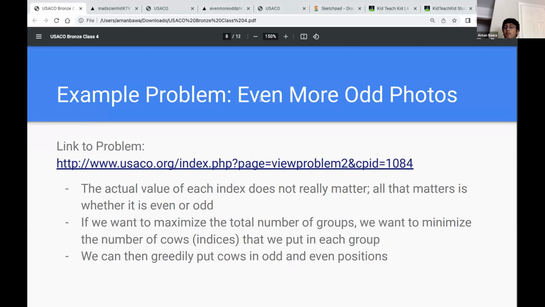So here's the second problem we're going to be doing. It's called even more odd photos. And I'll leave a link to this in the chat as well.